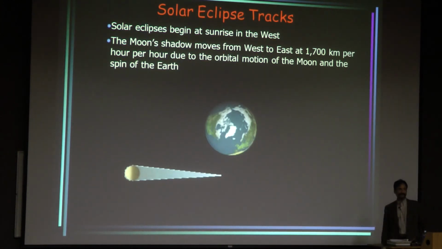So the idea is that the eclipse actually will start at sunrise in the west because it's a solar phenomenon. When the sun just grazes the edge here, that would be sunrise on the western limb of the Earth. And it moves from west to east at 1,700 kilometers per hour. So the thing that wins is the orbital motion of the moon. That's faster than the spin of the Earth. So we get the motion from west to east.